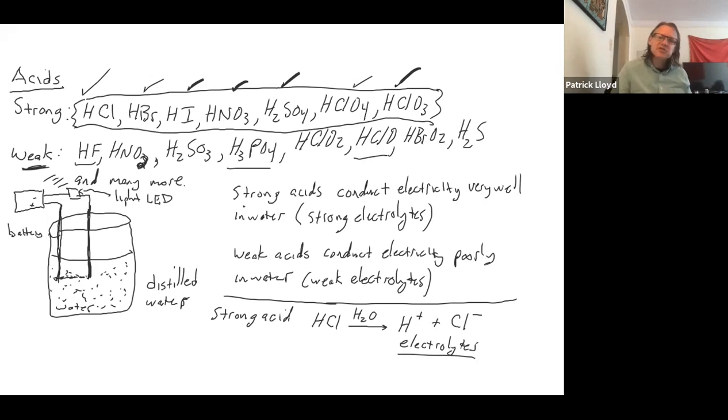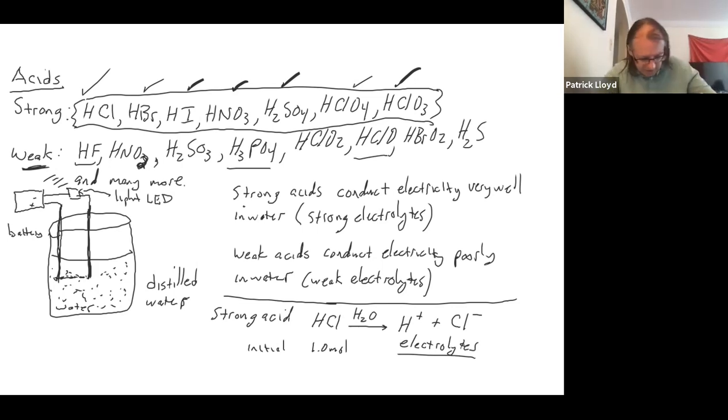Okay, the H+ and Cl-. Electrolytes are the particles that conduct electricity. So H+ is an electrolyte, Cl- is an electrolyte. Essentially what we would say is that if we were to put in a mole of HCl, right? So 6 times 10 to the 23rd molecules of HCl.